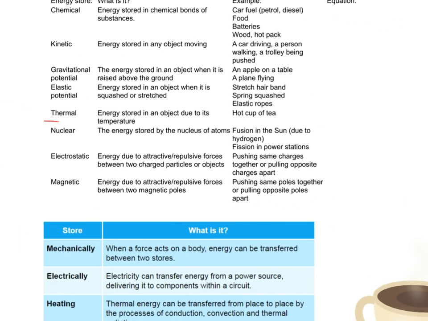Going back, we have the elastic potential store. Now, this is energy stored in an object when it is squashed or stretched. So, for example, if I'm using my own energy to stretch a hairband, then I'm storing that energy in the hairband.